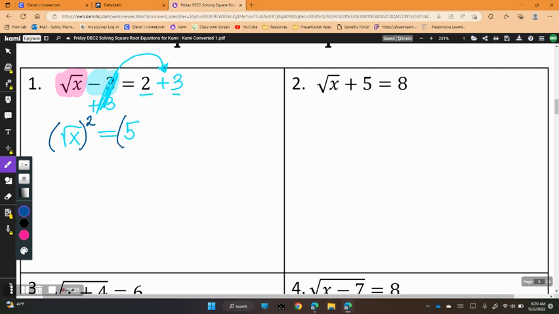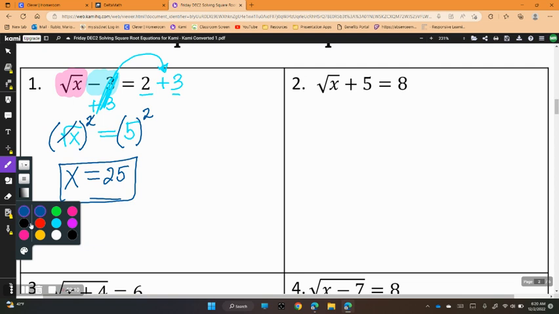Raise all of this to the second power. Do the same to both sides. Raise to the second power. Those cancel. Bring down my x. 5 times 5 is 25. Okay.